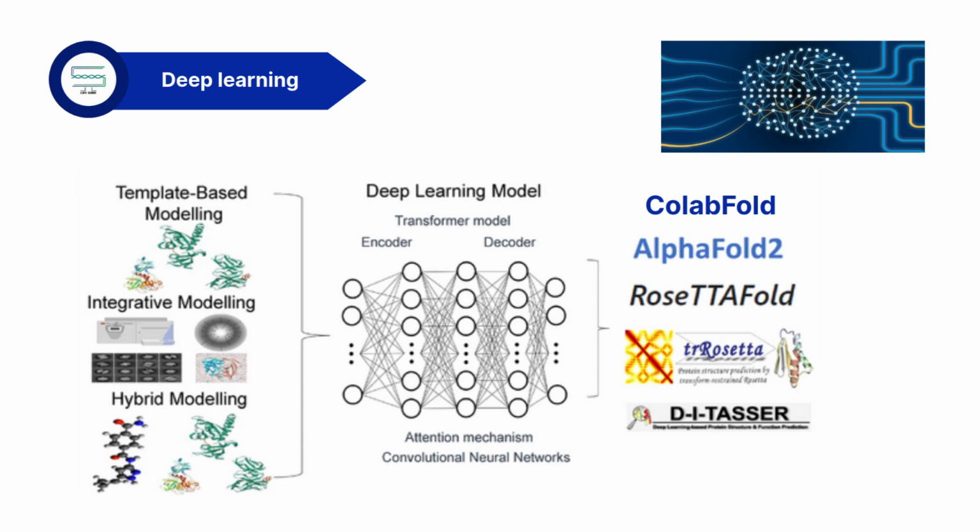The last approach is deep learning, which is employed by both AlphaFold and ColabFold. Deep learning predicts protein structures by learning from known proteins. Neural networks figure out which angles are common in amino acids and how different parts of the protein connect, then use this information to predict the 3D shape. It's usually faster and more accurate than older methods.